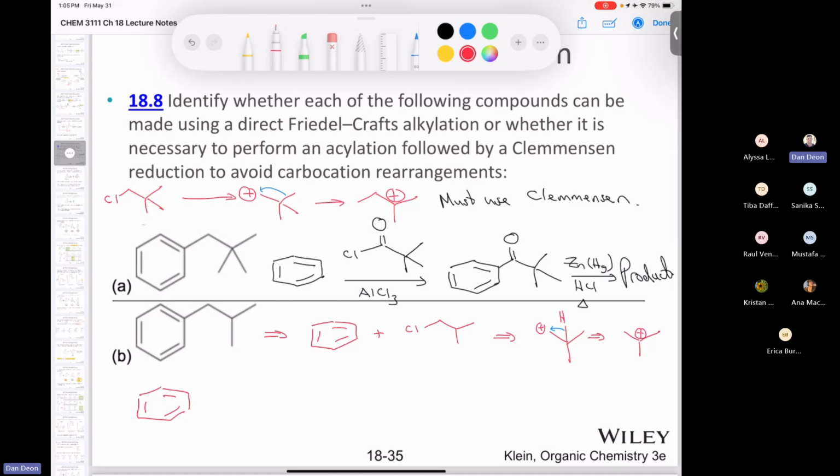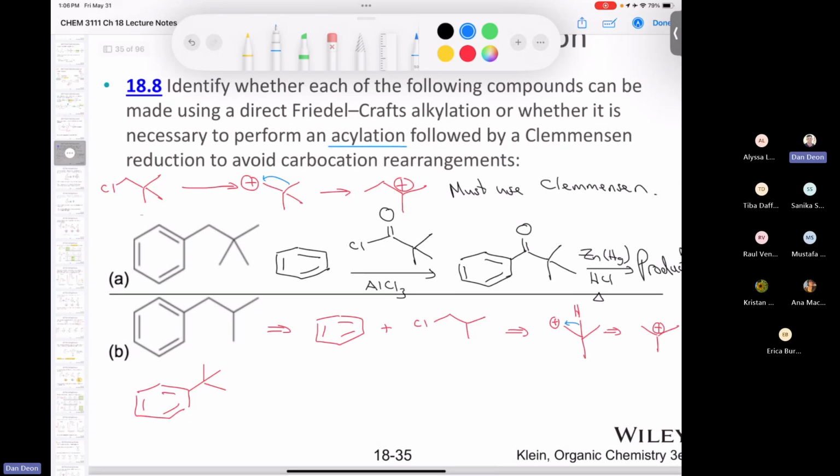Tert-butylbenzene. Let's see if I can make that a little bit prettier. There we go. So you'd get both of these compounds. Okay, so you get a mixture of these two compounds. And so we want to avoid that. And so what does that mean? It means we have to do a Friedel-Crafts acylation reaction, okay? Acylation followed by the Clemmensen reduction reaction.